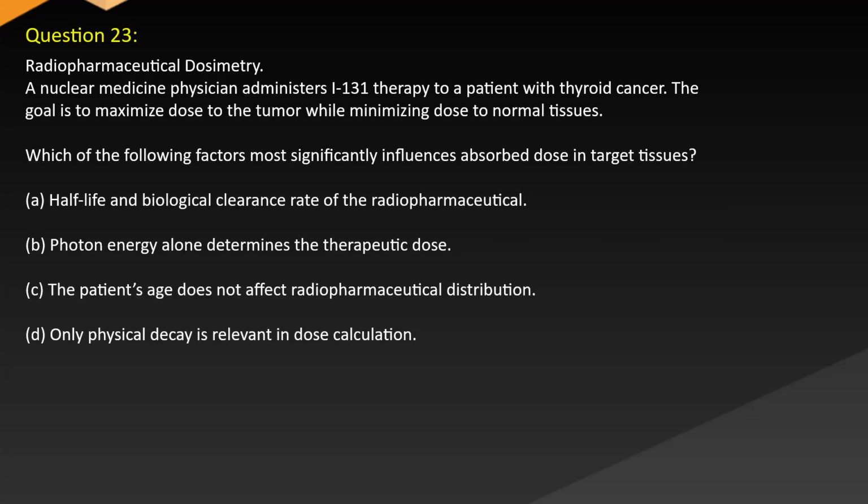Question 23. Radiopharmaceutical dosimetry. A nuclear medicine physician administers I-131 therapy to a patient with thyroid cancer. The goal is to maximize dose to the tumor while minimizing dose to normal tissues. Which of the following factors most significantly influences absorbed dose in target tissues? A. Half-life and biological clearance rate of the radiopharmaceutical. B. Photon energy alone determines the therapeutic dose. C. The patient's age does not affect radiopharmaceutical distribution. D. Only physical decay is relevant in dose calculation.